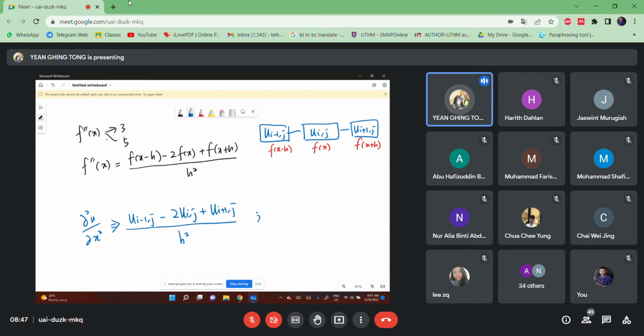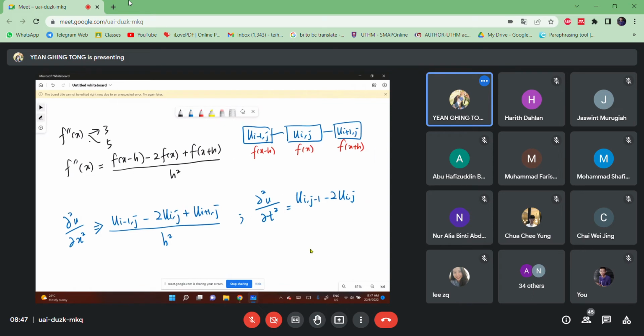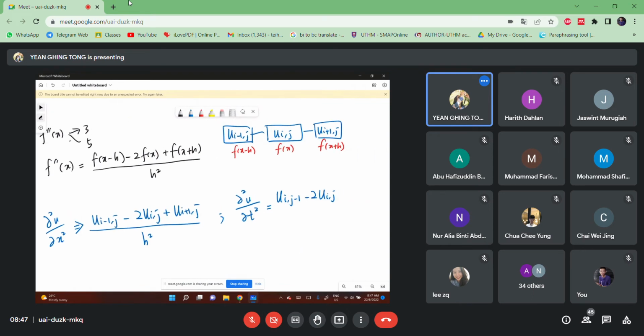Okay, if let's say I find the second partial derivative of u with respect to t, it becomes Uij minus 1 minus 2Uij plus Uij plus 1 divided by, so here it becomes k squared. Okay, can? Now okay or not?